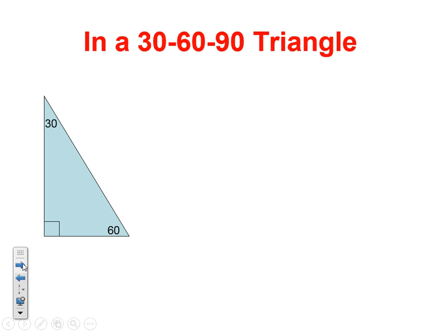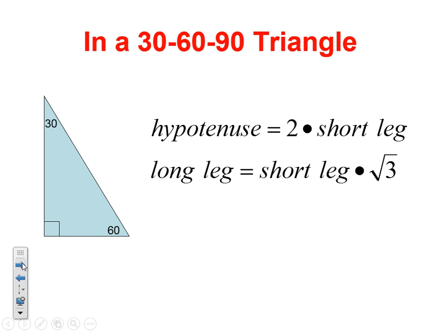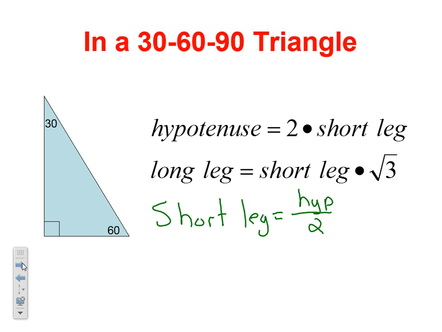Now when we're working with 30, 60, 90 special right triangles, we know that the hypotenuse equals 2 times the short leg, and we know the long leg equals the short leg times the square root of 3. Now if we need to find the short leg, there's two different ways we can do this. If you want to also get these ones written down in your notes, you sure can. If we need to find a short leg and all we have is the hypotenuse, we can take the hypotenuse divided by 2.